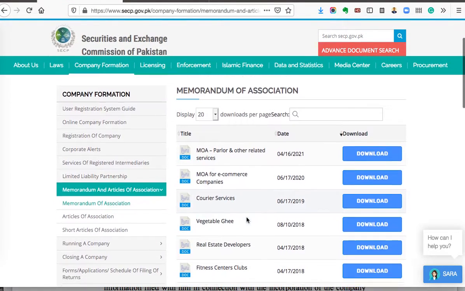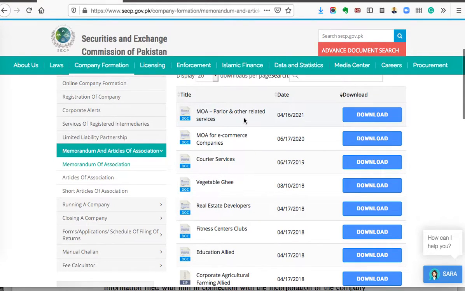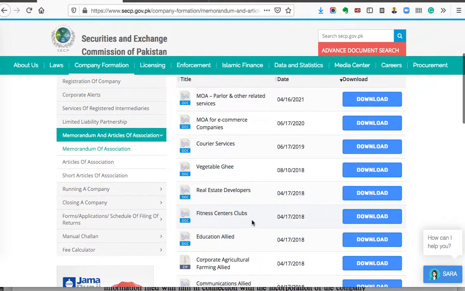These are the memorandums of association of different companies. You can see parlor, e-commerce, courier service. So if you were starting a company, a fitness center club, you could simply select this while you are incorporating a company, and all the legal wording will be automatically populated in the form, so you don't have to design and spend money on designing the memorandum of association.